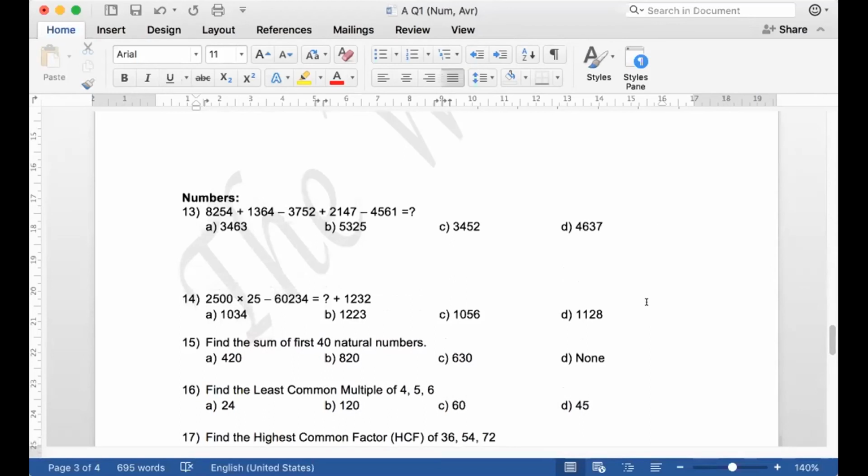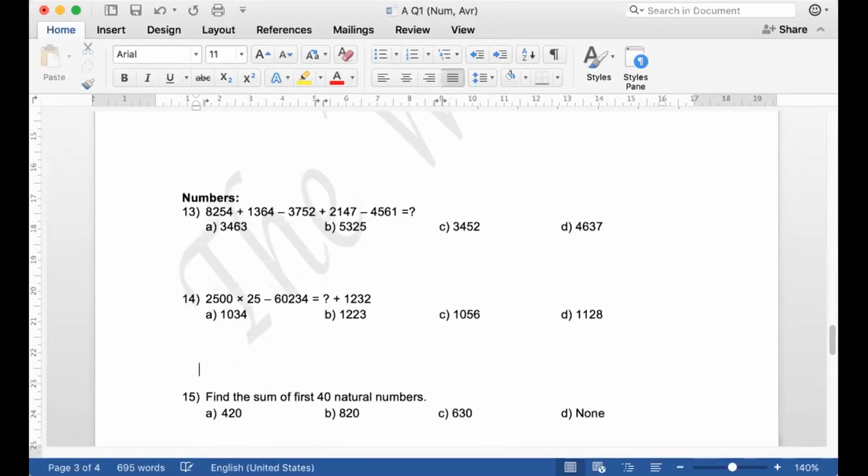So this question, question number 30, they ask you to find out the sum of 88,254 plus 1,364 minus 3,752 plus 2,147 minus 4,561. So simple actually, but it takes time. However, if you look at the answer choices, probably you get an idea from that. Is it necessary to add all these numbers, or do we get an answer without doing the calculation? What do you think?